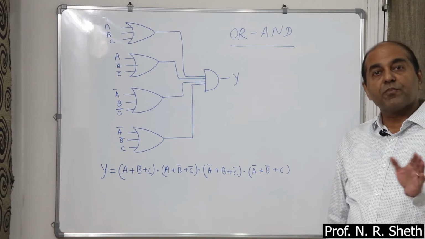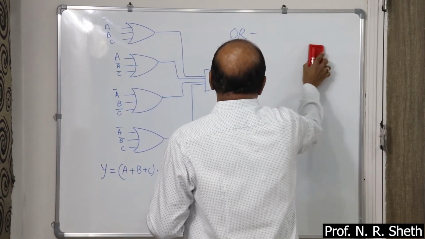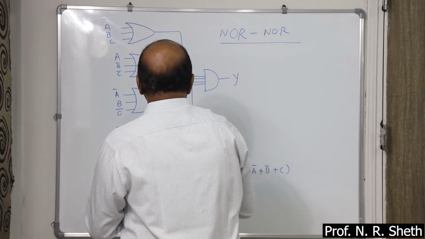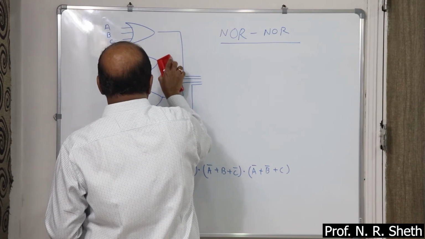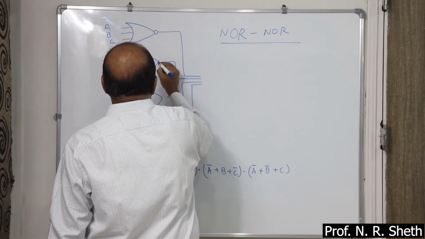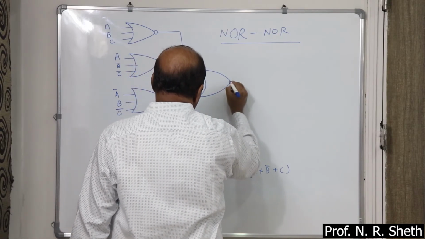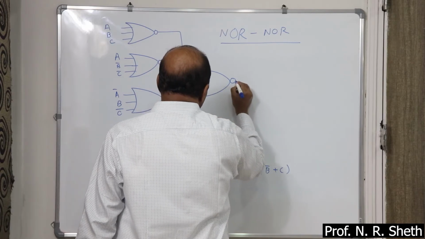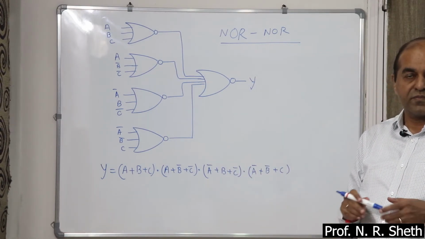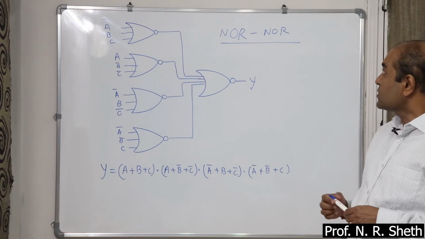And then it is replaced by a NOR-NOR circuit. This circuit is replaced by NOR gates. So all gates are NOR gates. This is your NOR circuit. So Y is given here. So this is about the product of sum method.